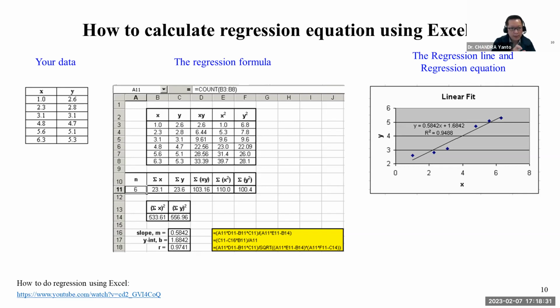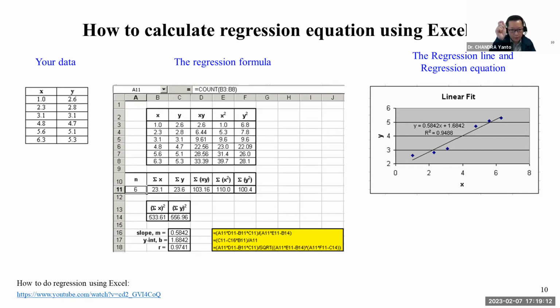Then you get the sum of x. Sum of x is the addition of all x, which gives you 23.1. Sum of y, or sigma of y, is you add column C3 to C8, so that gives you 23.6. You just click one function, and it gives you the total value. And the sum of x multiplied by y: you have column D with xy on top, D3 to D8. So you add them up, and that becomes 103.